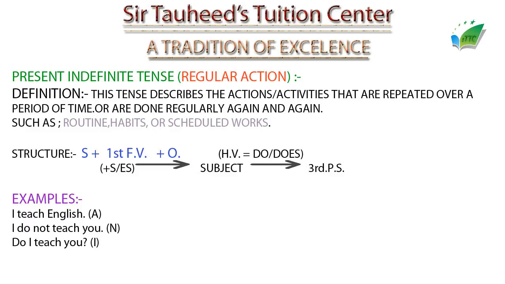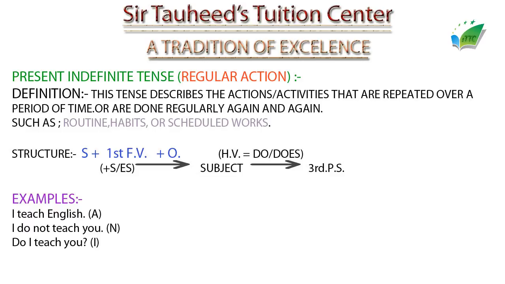And one more thing to remember here is the helping verb. Here the helping verbs are do and does. But they are not included in the structure because they are not necessary. They are necessary only in negative and in interrogative sentences. But in affirmative, they are not used. So that's the reason they are not included in the structure. They're out of it.